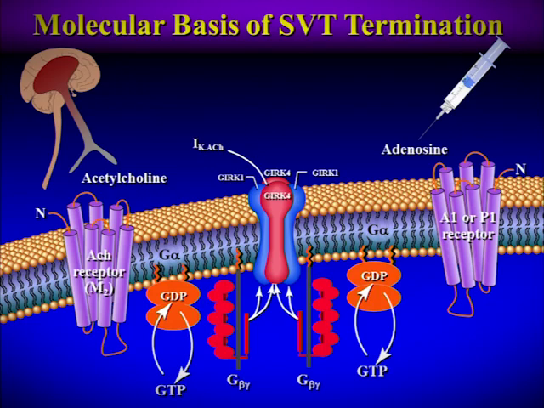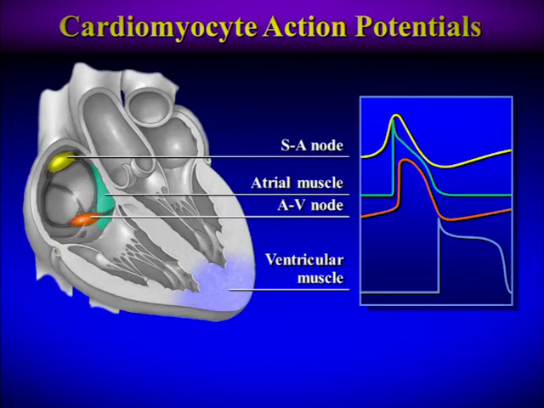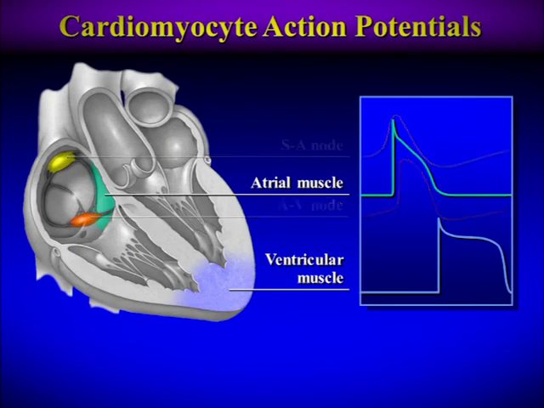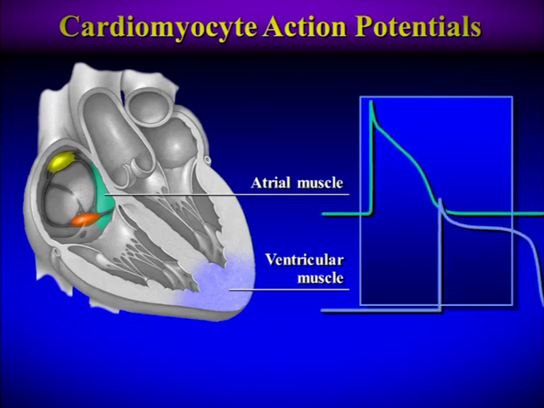And if the AV node is involved in that reentry circuit, then it will be broken with these maneuvers that are designed ultimately to turn on IKACH. Well, let's now turn our attention away from the nodal action potentials and nodal pharmacology to the action potentials of the atrial muscle and the ventricular muscle.